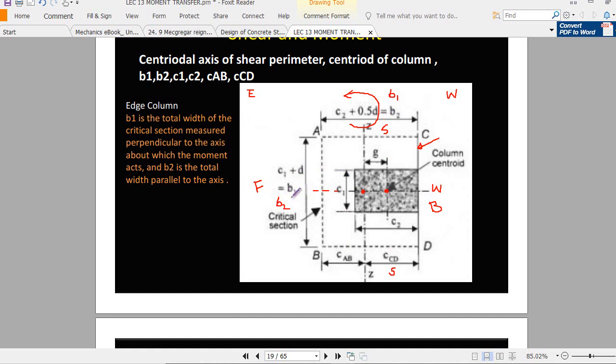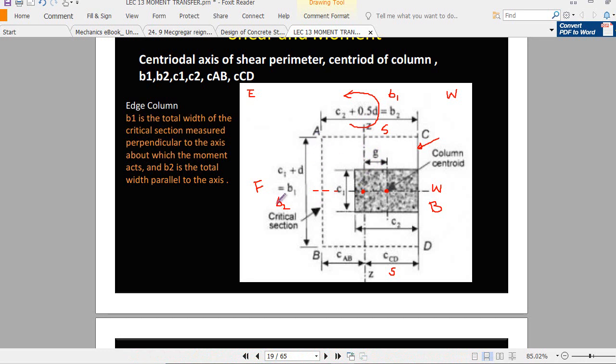This is very, very important. B1 is the total width of the critical section measured perpendicular to the axis about which the moment is acting. So the moment is acting about the z-axis. So B1 is that side which is perpendicular to the z-axis. So this side is parallel to the z-axis.